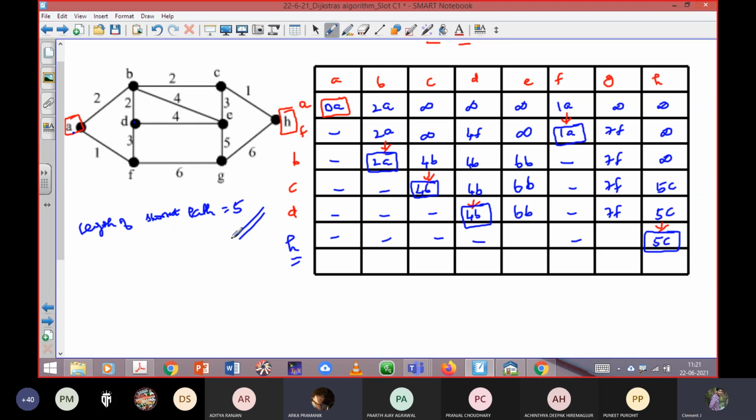Very good. Now you are going to trace the path by mentioning the last vertex first, H. Next, the preceding vertex. In your H row, what is the least value? In your H row, what is the least value? 5C. So the preceding vertex of H is C.